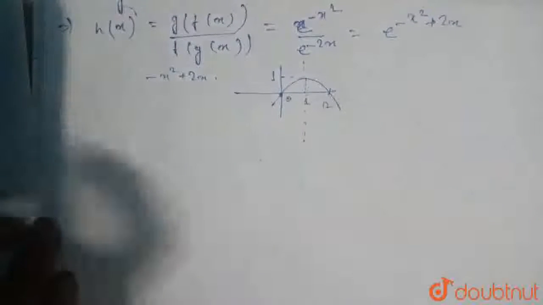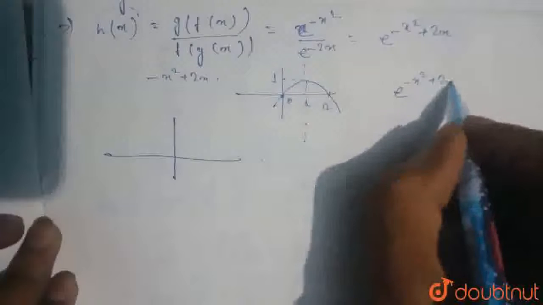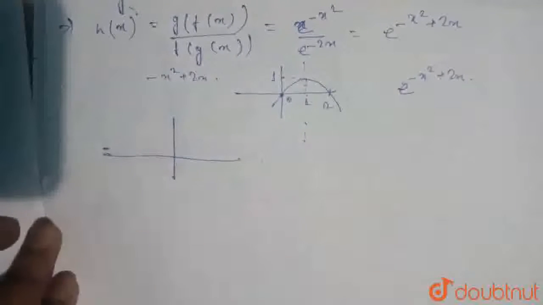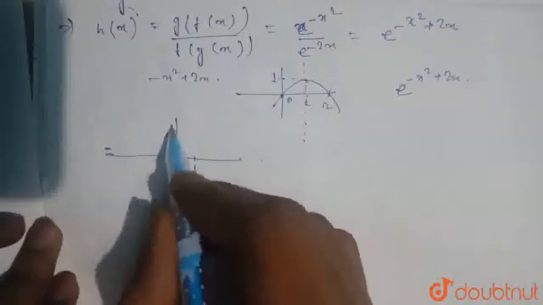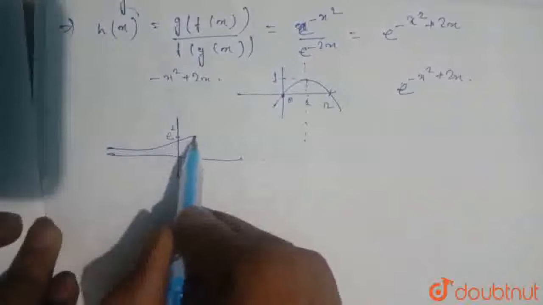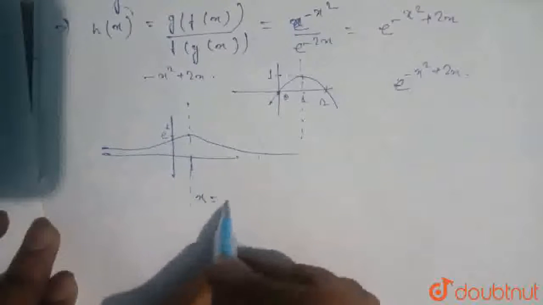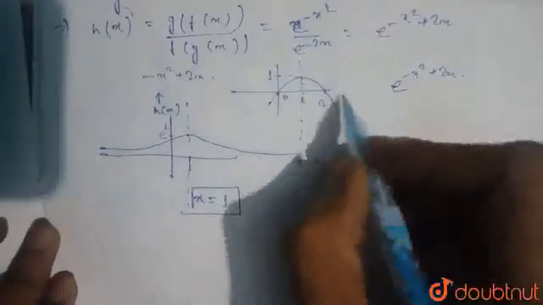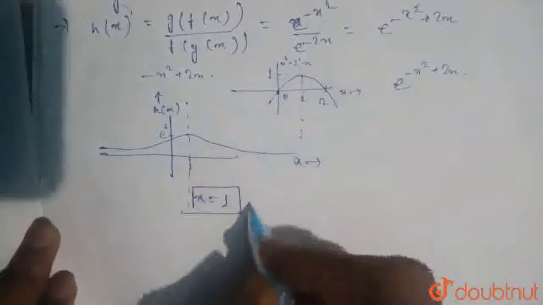So drawing the graph of h(x), it will be e raised to the power minus x square plus 2x. At minus infinity the value will be 0. At x equals 1, the value will be e raised to the power 1, somewhere here, and then again it will decline to 0. So the graph will be something like this, and it will be symmetric about this line. And what is this line? This line is nothing but x equals 1. So this is the graph of h(x), and this graph is symmetric about x equals 1.